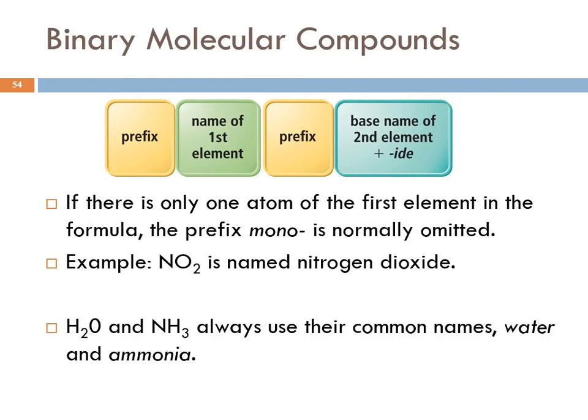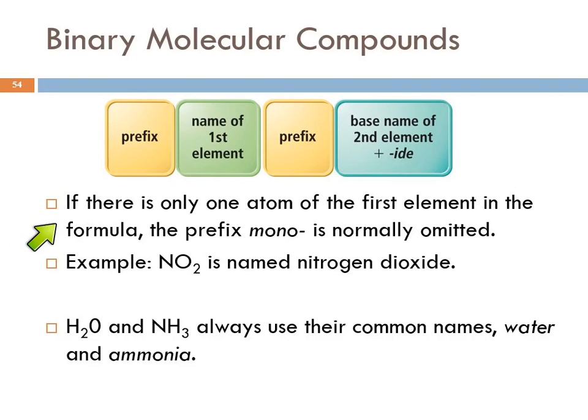We are going to learn how to name binary molecular compounds, 2 elements. So this is the pattern. A prefix is used before the name of the first element to tell how many atoms of that element. And then there's a space. It's not real visible there. And a prefix and the name of the second element, but we're going to change the ending of its name to "ide." Just like it was an anion, except it isn't.